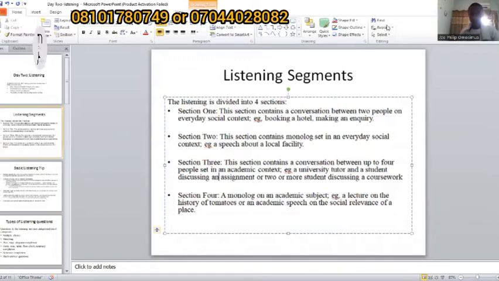So quickly, we've looked at the segments of the listening. Let's quickly look at the others. That is basic tips on listening.